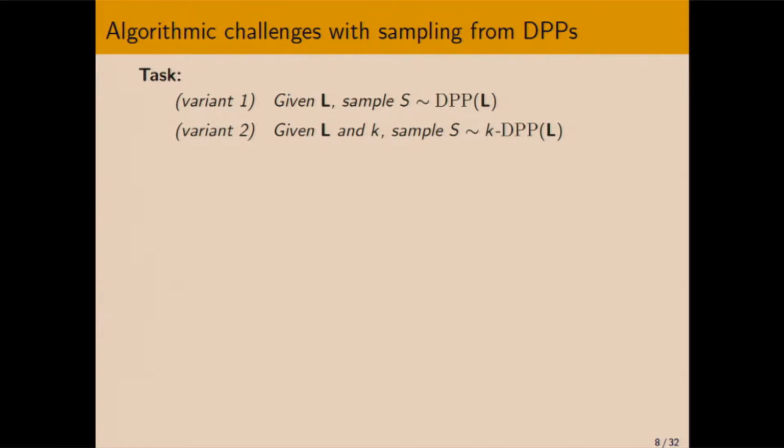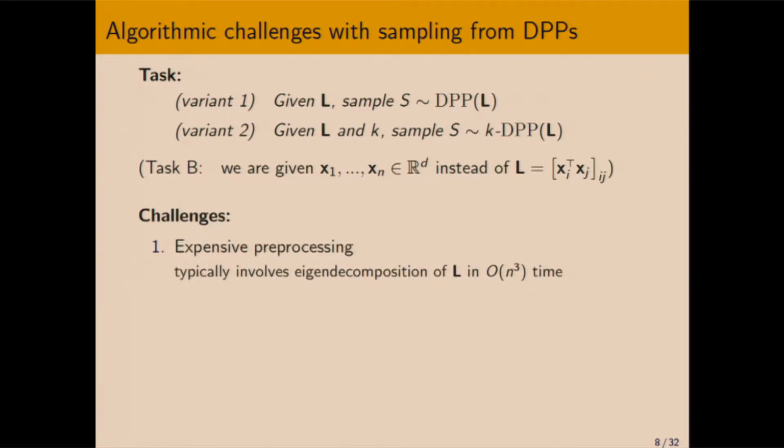So the task, as we're going to define it, is very simple to define, right? We're given, in some form, the matrix L. We want to sample from the DPP of L. That's it. Another variant might be that we're given L and k, and we want to sample from the k-DPP. And as we've seen, another interesting variant is if we're given not L explicitly, but rather the n vectors. That's something we've also considered. So I hope that the basic task is clear.